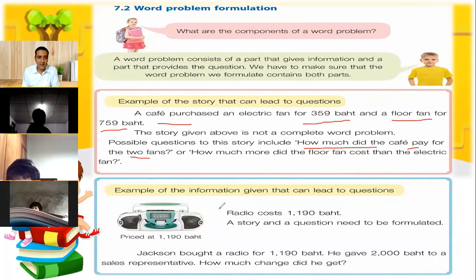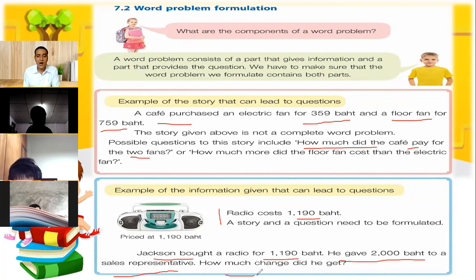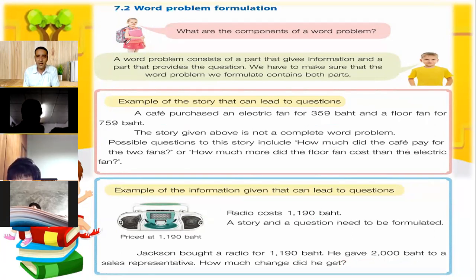In the second story example here, we have a radio that costs 1,190 baht. A story and a question need to be formulated. So what kind of question can we make? We can make a question like: Jackson bought a radio for 1,190 baht. He gave 2,000 baht to the sales representative. How much change did he get? Okay, students, do you understand how we make a question from the story? Let's have a practice.